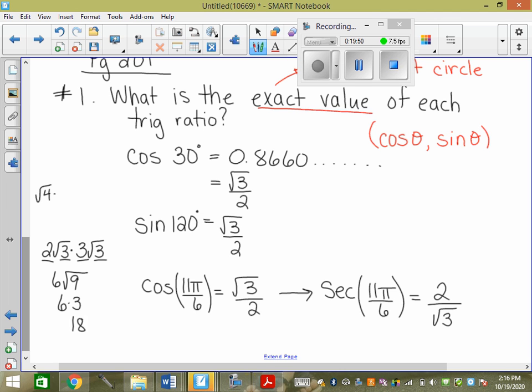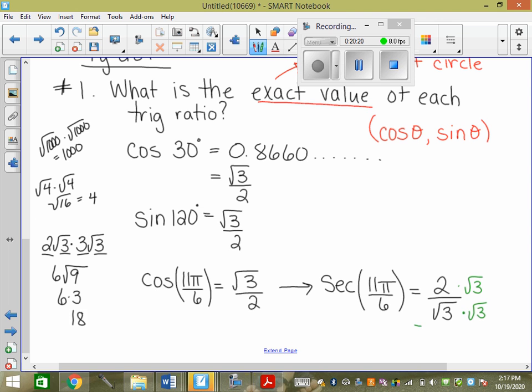Square root of 4 times square root of 4 is square root of 16, which is 4. Square root of 1,000 times square root of 1,000 equals 1,000. Okay? So when you multiply two radicals that are exactly the same, the radical drops off. So I want to rationalize my denominator. Secant, I flip it, and then I have to rationalize it. So multiply by root 3 over root 3, and I'm going to get 2 root 3 over 3. And that's my answer. Okay?